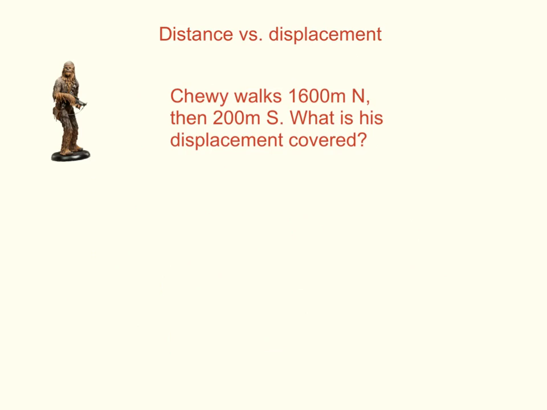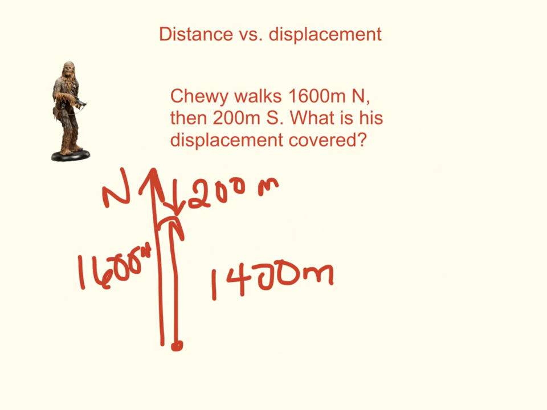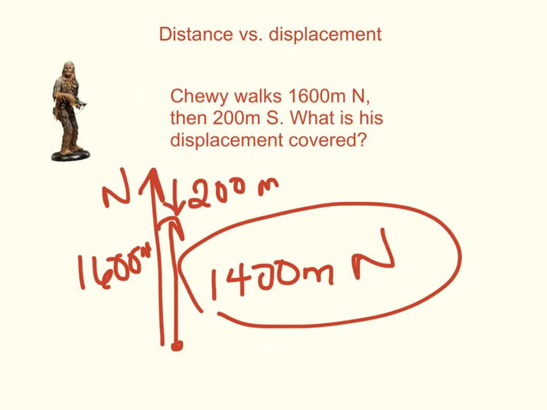Now let's take a look at his displacement. Again, 1,600 meters. This is north, 200 meters south. Now it's a straight line from where he started to where he finished, which is going to be 1,400 meters, and it's pointing north. With displacement, all we worry about is where you start and where you finish.